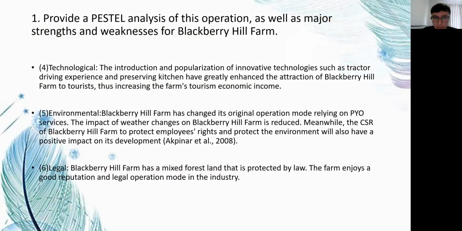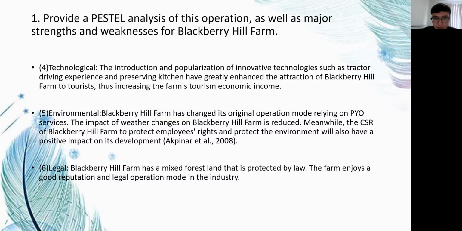The fourth is technological. The introduction and popularization of innovative technologies such as tractor driving experience and preserving kitchen have greatly enhanced the attraction of Blackberry Hill Farm to tourists, thus increasing the farm's tourist economic income.